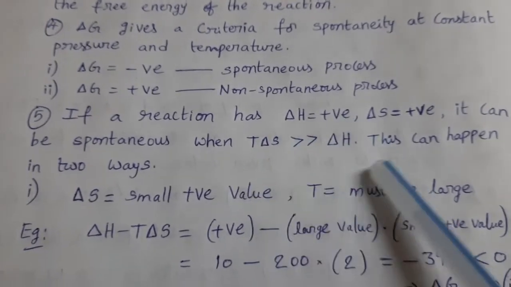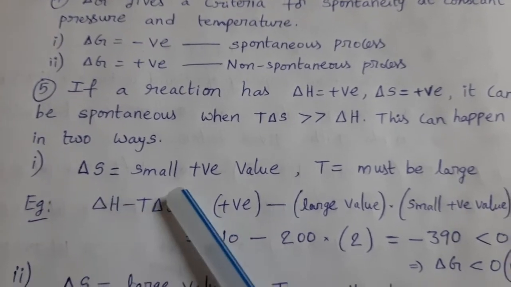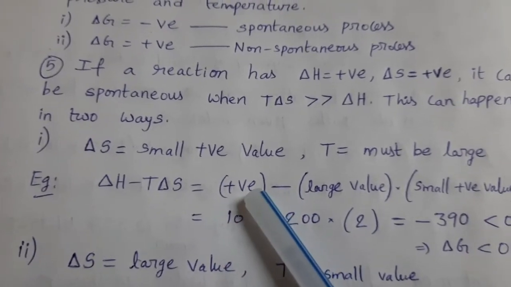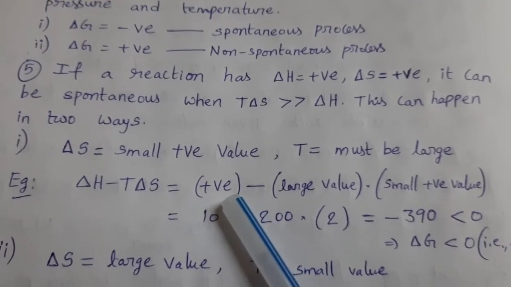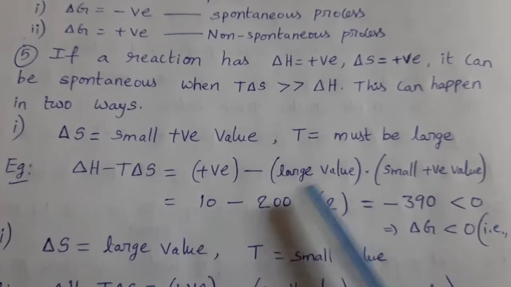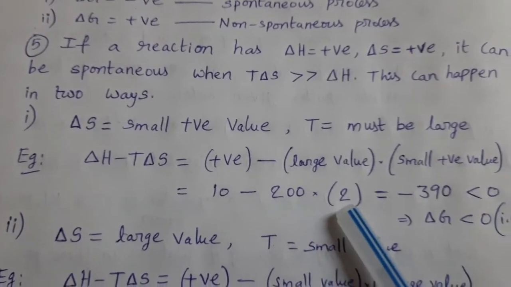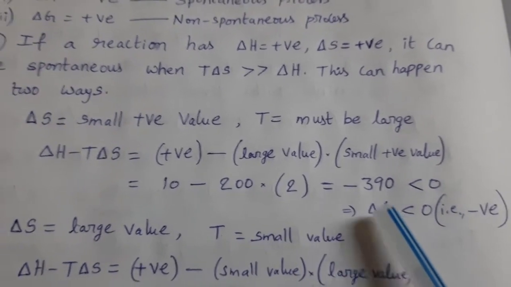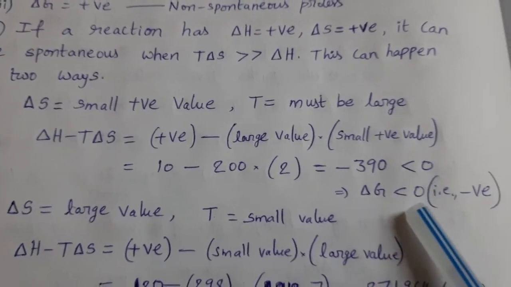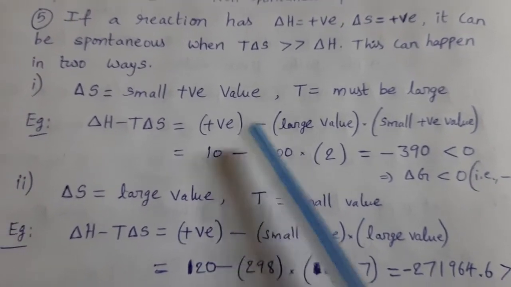Under what condition can we get this? See this, delta S equal to a small positive value, T must be large. Example, here delta H is positive, say plus 10, and T is a large value, say 200, and a small positive value for delta S, say 2. Finally, what is the answer? Minus 390. Minus value means less than 0. That means delta G less than 0. That is negative. So the process is spontaneous.